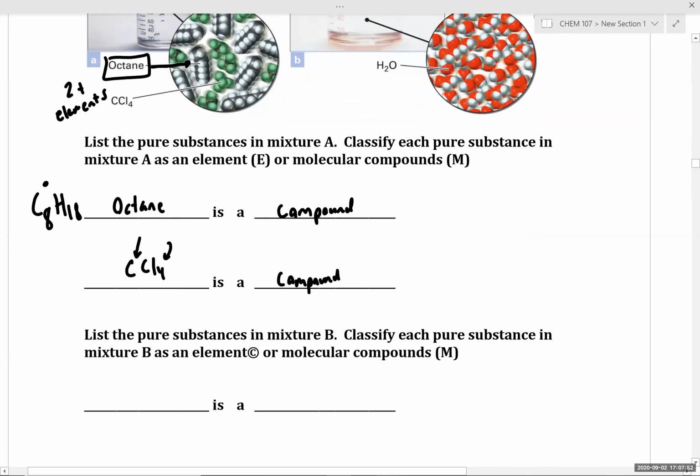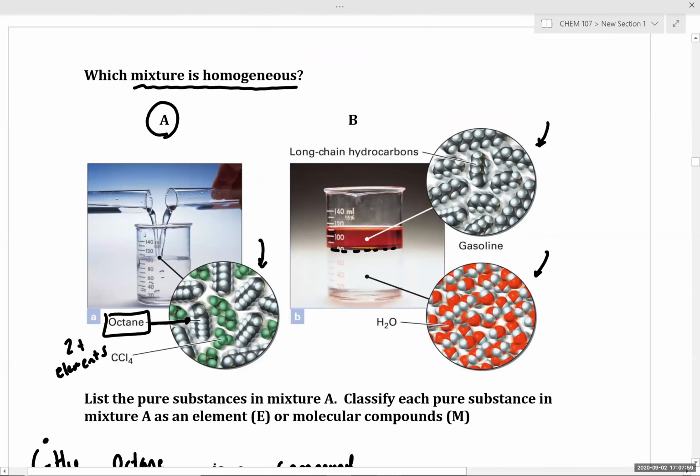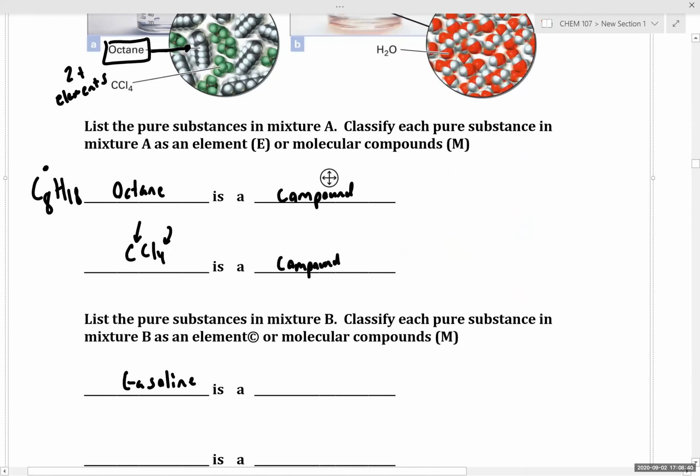Let's do the same thing for mixture B. So if we think about gasoline, if we look at the formula for gasoline and we look really closely at the species that make up this gasoline sample, just looking at one of these molecule pictures, do we see a single element or do we see two or more different elements chemically bonded? Two or more. So then what would we call this? An element or a compound? Compound, exactly right. So gasoline contains molecular compounds.